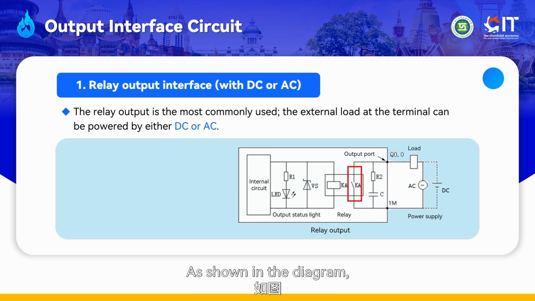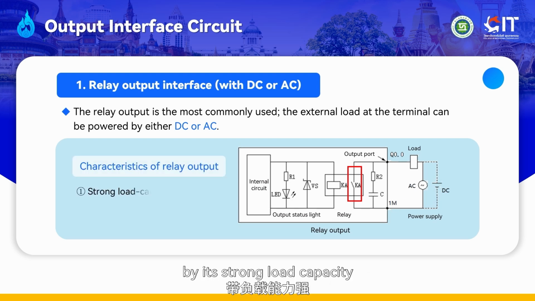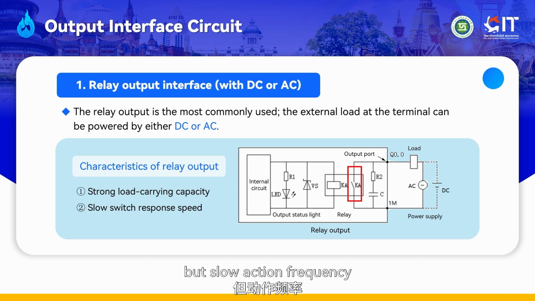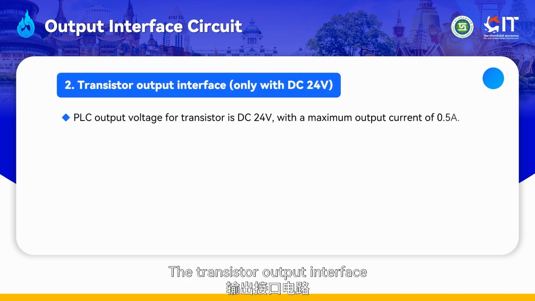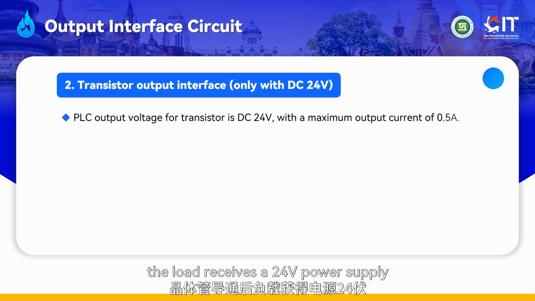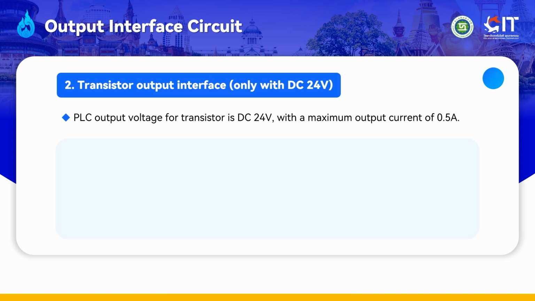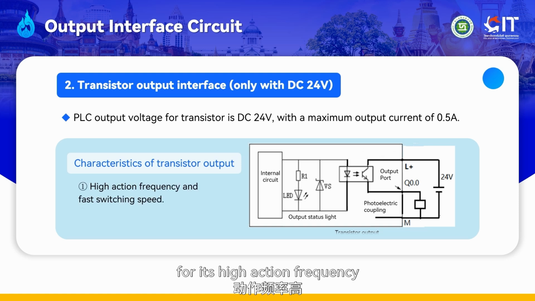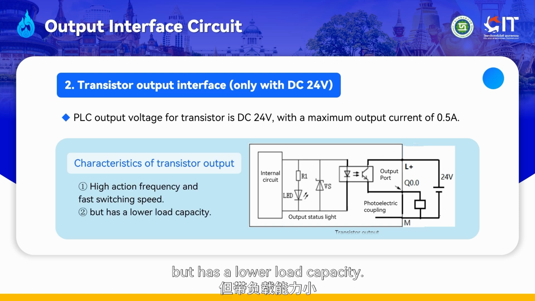As shown in the diagram, when the relay is energized, the K contact closes, connecting the load to the power supply through K. The relay output is characterized by its strong load capacity but slow action frequency and switch response speed. The transistor output interface uses a DC power supply. Once the transistor conducts, the load receives a 24-volt power supply and operates. The transistor output is known for its high action frequency and fast switching speed, but has a lower load capacity.